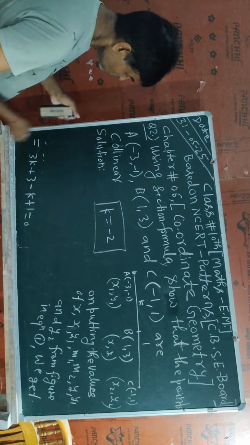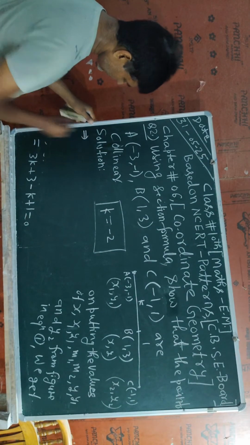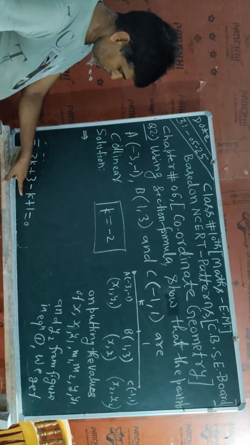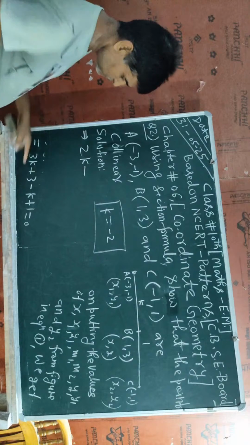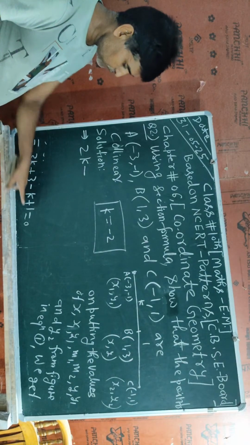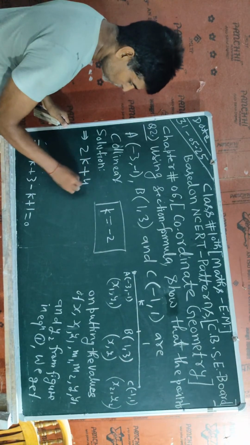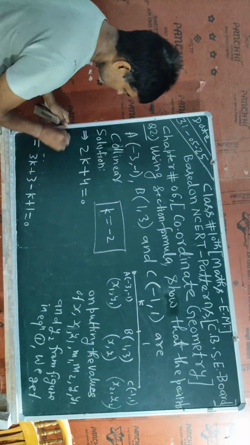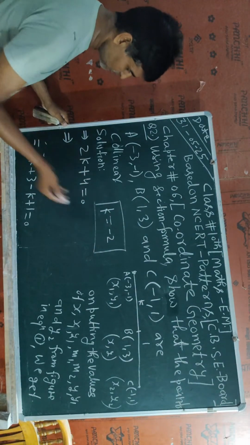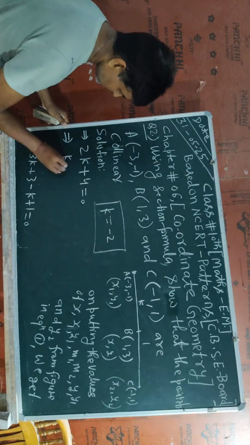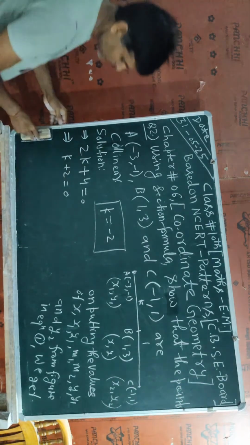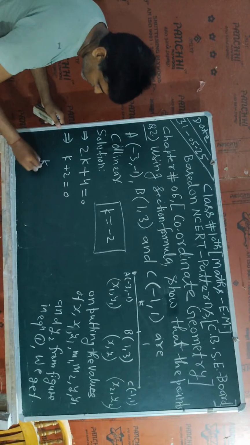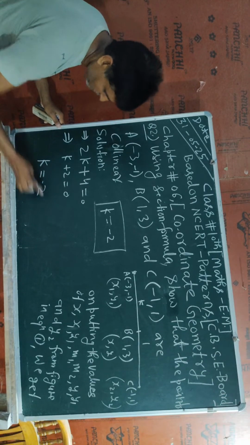So here 3k minus k will be 2k. Now here 3 plus 1 will be 4, which is equal to 0. In other words, we can divide it by 2. So k plus 2 is equal to 0. Again I will simplify. After simplifying I will say k is equal to minus 2.